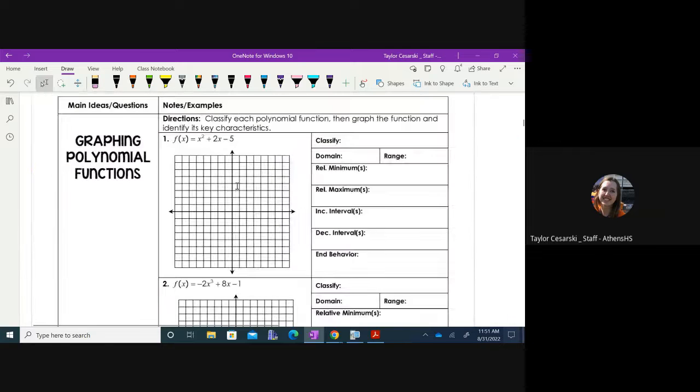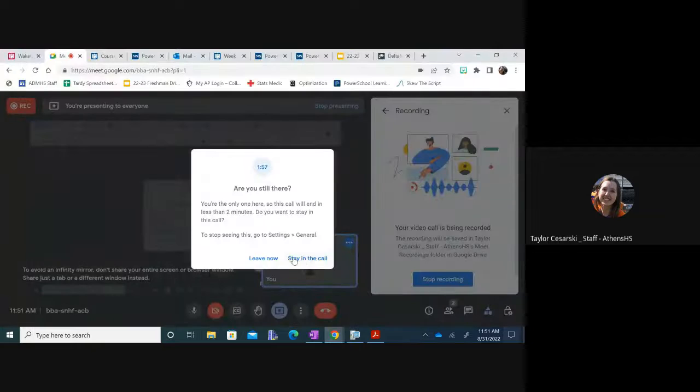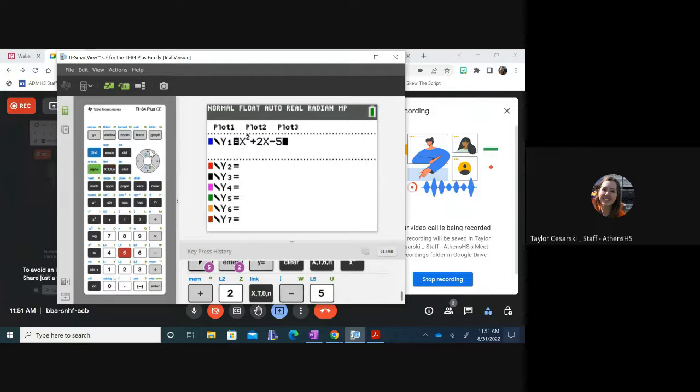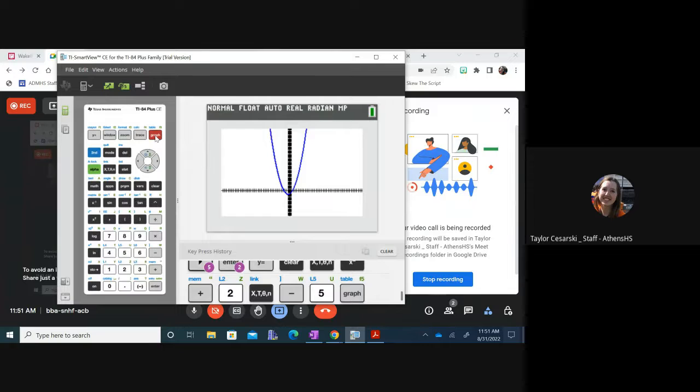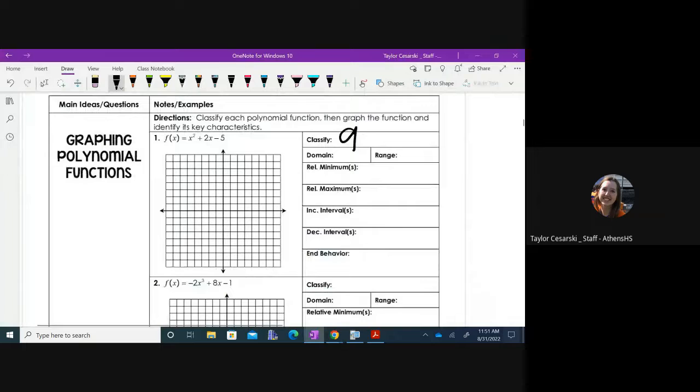All right, so go ahead and graph if you haven't already, x squared plus 2x minus 5 on the next page. So x squared plus 2x minus 5. All right, so I can see it's a quadratic. It has one minimum, and the end behavior is going up, up. So I'm going to go ahead and first of all, to classify it, it is a quadratic.